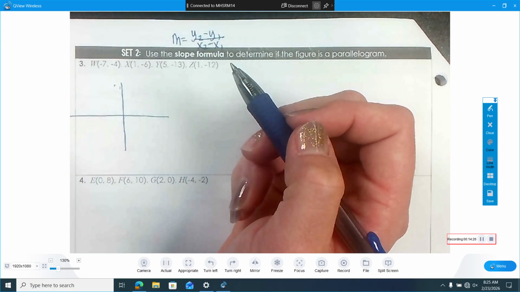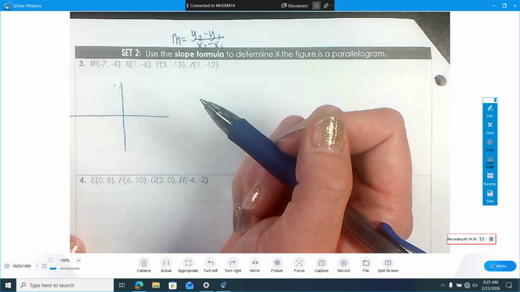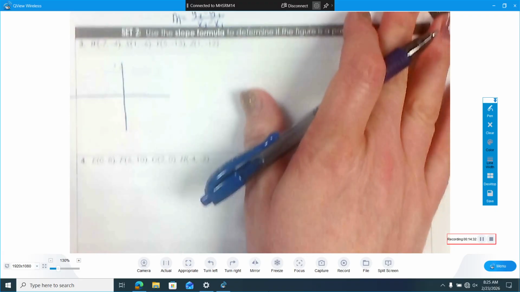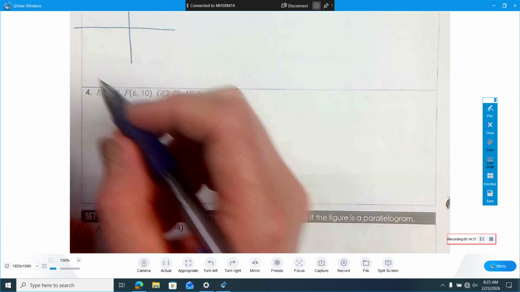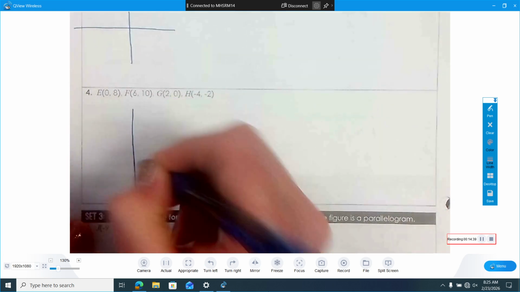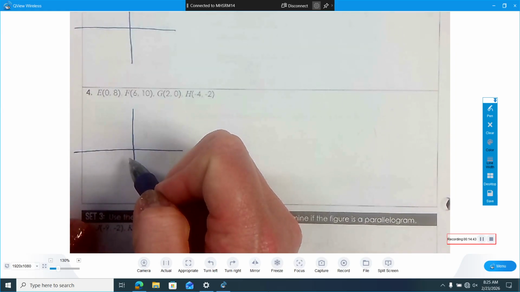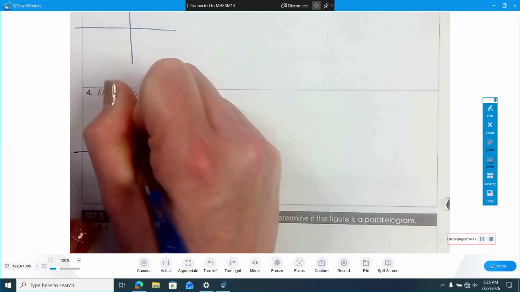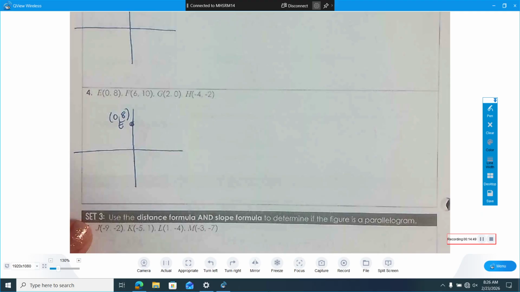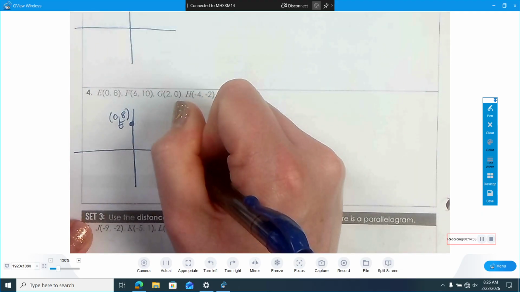So let's see. Oh, I don't want to do E, actually, because that one turns out not to be. We're going to do number 4. Let's see, 0, 8. Here's point E. And again, I'm just going to plot the point and label it so that I have easy access there.